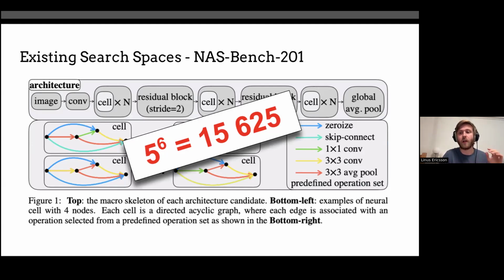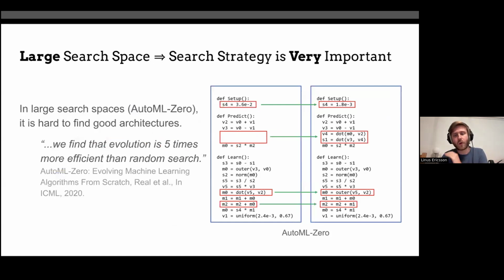So this is kind of on the lower end of the complexity of search spaces. And now we're going to run away to the very other end of the spectrum, to very large search spaces, where it turns out that the search strategy is very important. So this specific search space is called AutoML0, and it is based on much more low-level components.